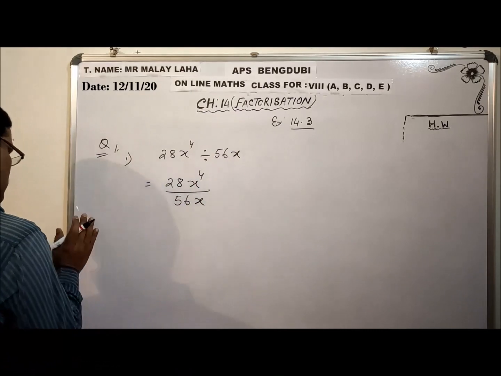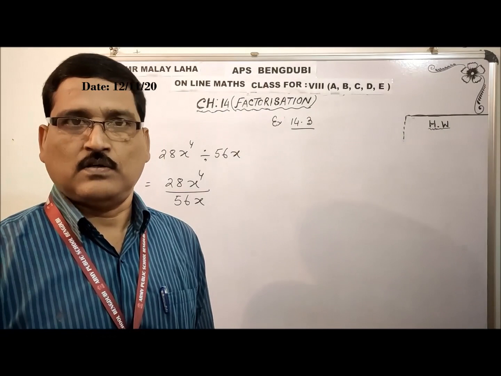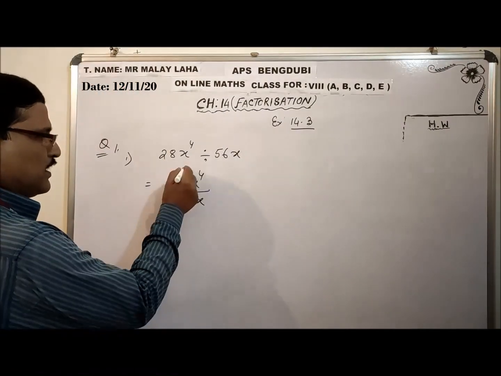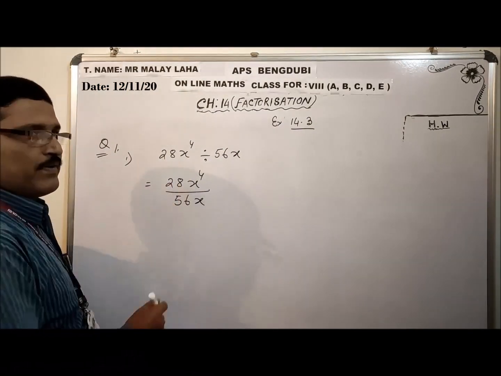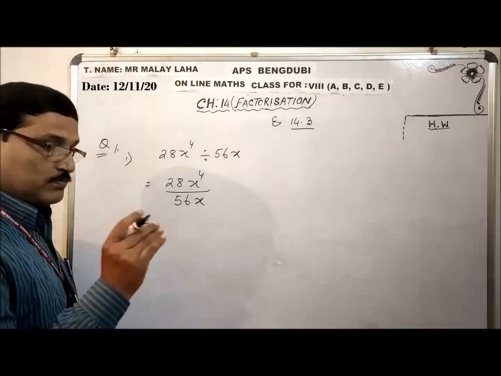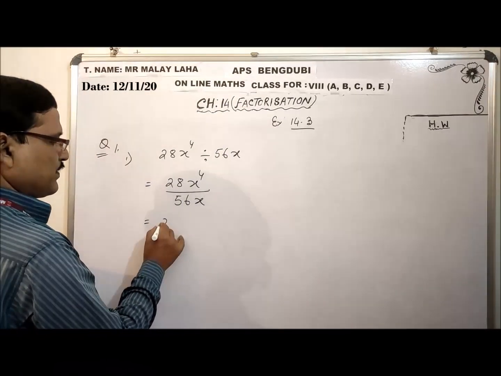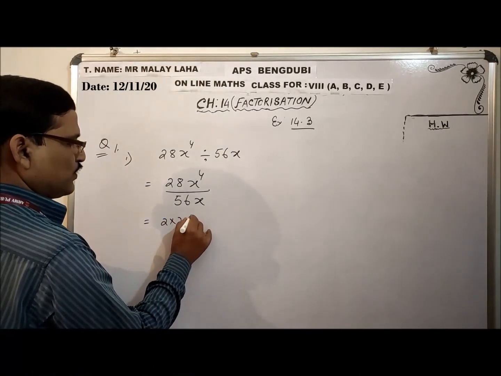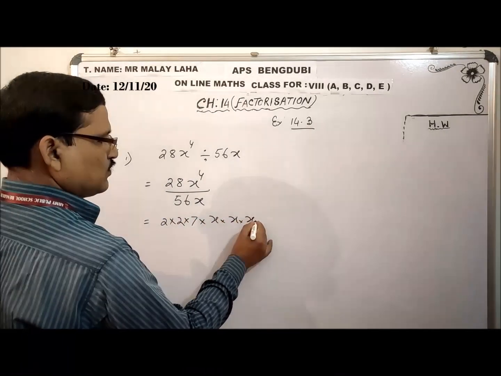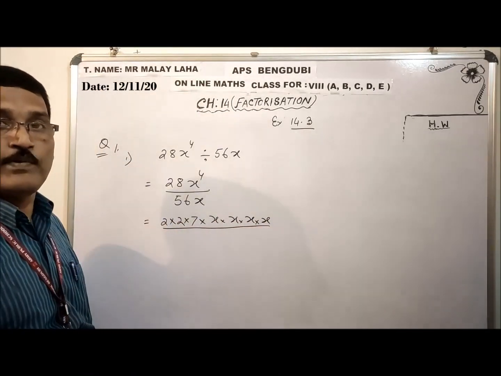If you are not able to cancel by a number, you can factorize also. After that, cut whatever is common, and the remaining part is the answer. You can cancel 28 with 56, which is also very easy. But for those who are not able to cut, write 28 as its factors: 2 into 2, 4 into 7, 28, and x into x into x into x. This is for those who are not able to cancel.